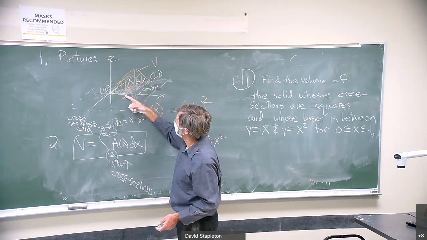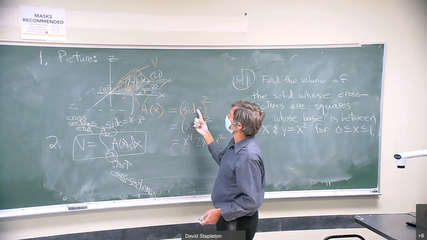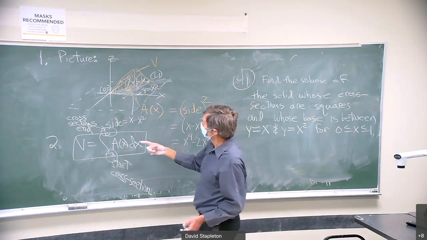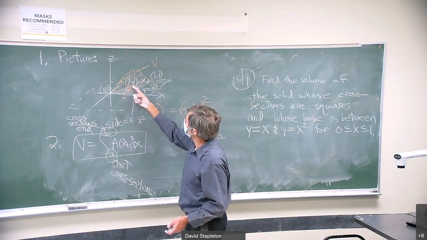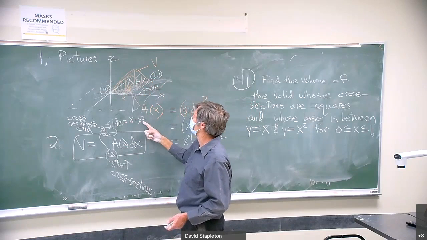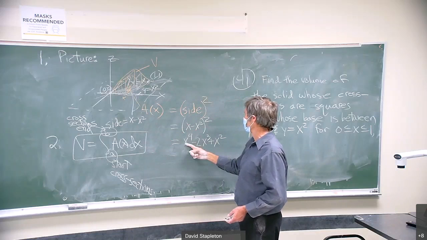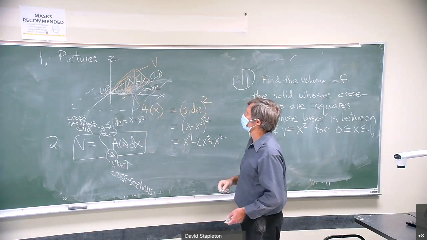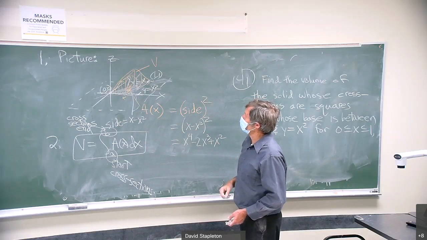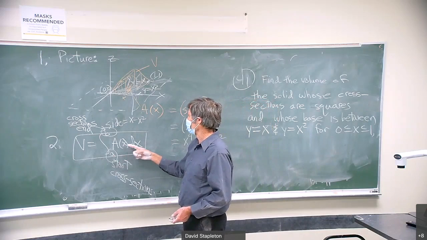says A of x, the cross section at any point x, is the length of a side squared. That's the area of a square. But the length of a side is the distance between the curve y equals x and y equals x squared. So it's x minus x squared. So the side squared is x minus x squared, or x to the fourth minus 2x cubed plus x squared. To find the volume of the solid, then I just have to take the integral of the cross-sectional area dx.